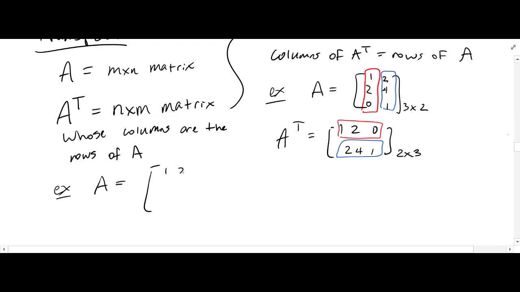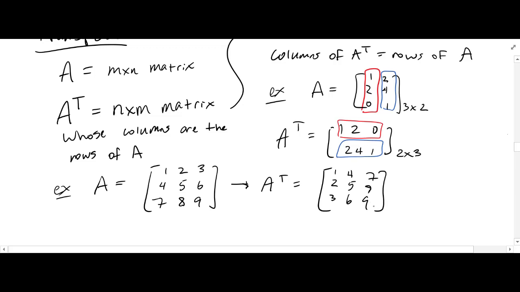Another example would be A is the matrix 1, 2, 3, 4, 5, 6, 7, 8, 9. Then A transpose is the matrix you get by writing 1, 2, 3 as the first column, 4, 5, 6 as the second column, 7, 8, 9 as the third column. So in this case, A is a 3 by 3, so A transpose is a 3 by 3.